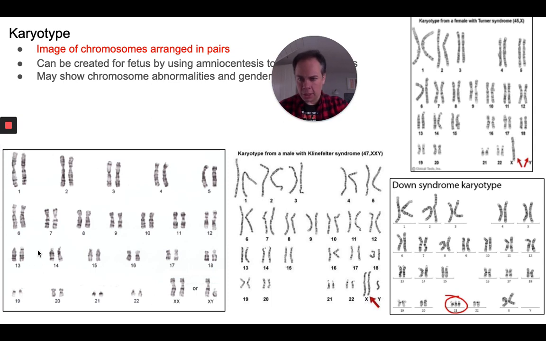So here's a normal karyotype where we have our 22 sets of chromosomes and then the sex chromosome, either XX or XY. Here we see Down syndrome. It's also called trisomy 21. It means 3 21st chromosomes. Okay. And here we have Turner syndrome, where you have just a single X chromosome as a sex chromosome and no Y chromosome.